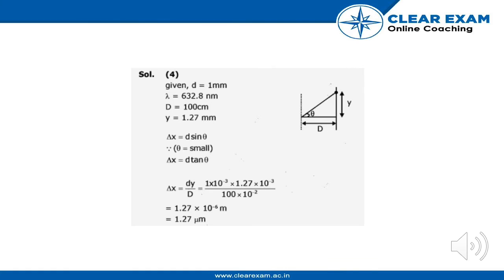Since theta is small, we have delta x is equal to d tan theta. Delta x is equal to dy upon capital D, that is equal to 1 into 10 to the power minus 3 into 1.27 into 10 to the power minus 3 upon 100 into 10 to the power minus 2. That leaves us with 1.27 into 10 to the power minus 6 meters, or 1.27 micrometers.